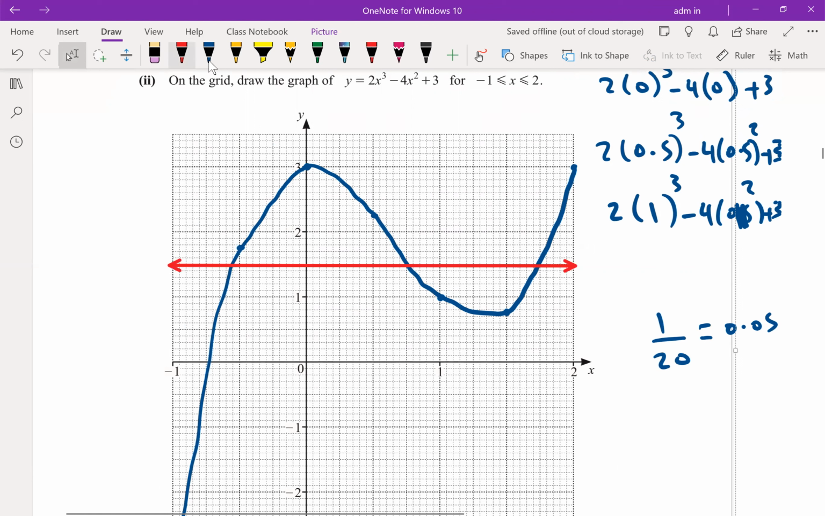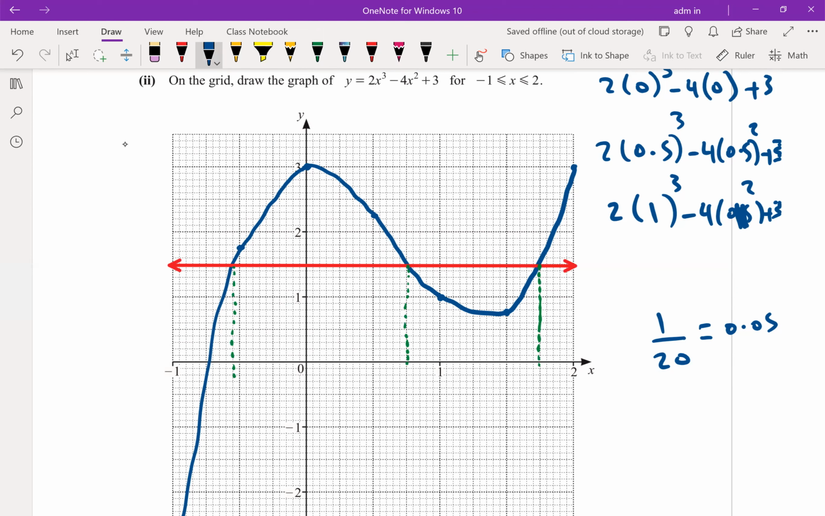The line cuts the curve at how many points? 1, 2, 3. Try to estimate your answer. There is a range in the final exam, inshallah. What is the first value?